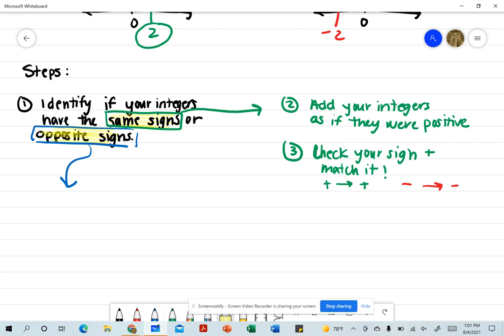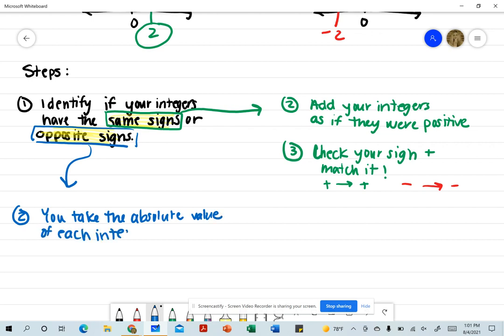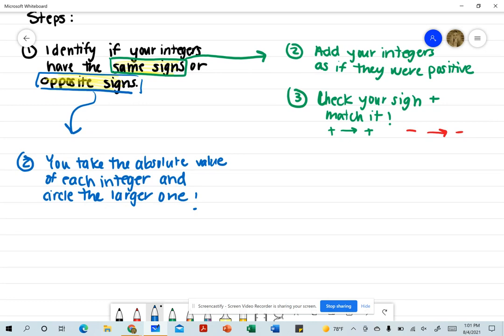But the very first thing is, well, what are they? Are they the same or opposite? Because that dictates where you go next. Well, if they're opposite signs, you take the absolute value of each integer and circle the larger one. Now, this is going to come into play later.